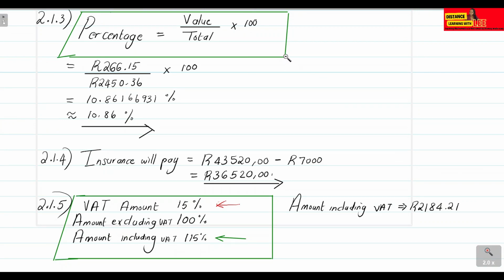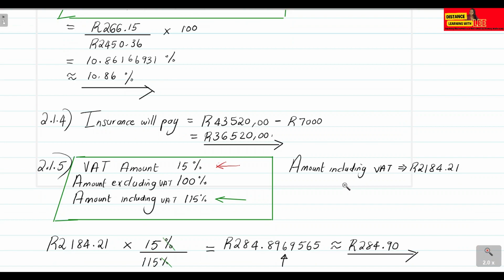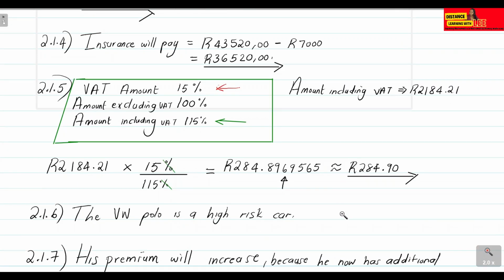Very important: percentage. Think of the value that you want to calculate the percentage of. Think of what the total is, and then if you're calculating percentage, you just want to multiply by 100. Also, very, very important in this question is calculating that VAT amount. Think of the amount excluding VAT as 100%, your initial amount, and the amount that includes VAT as 115%, with VAT being 15%.